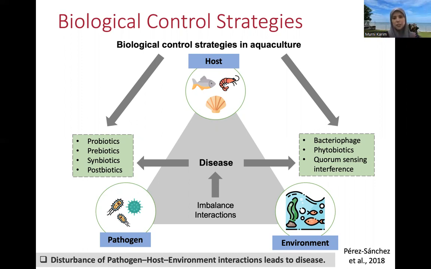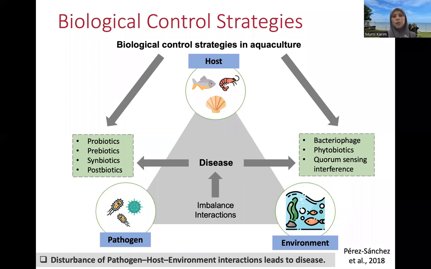The host is us. Shrimp, fish, humans are hosts. So there must be a pathogen and an environment. Disease only happens if there is an imbalance between those three. If the host, pathogen and environment are balanced, there will be no disease, because pathogens are everywhere. Even on us, pathogens are everywhere. But if they are in a controlled amount, they won't cause disease. If there is an imbalance, suddenly the pathogen increases in numbers, and that is why it can cause disease to the host.